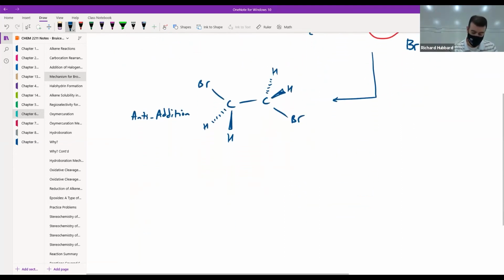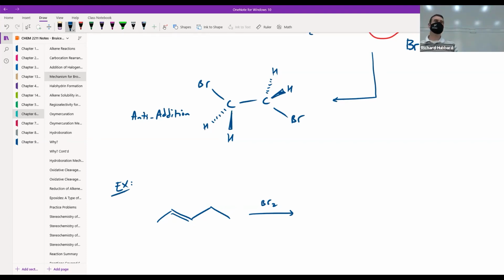All right, let's look at an example here. Br2 adding to this alkene. Now, do we think that Br2 addition is Markovnikov? Is it anti-Markovnikov, meaning the reverse of that? We're adding the exact same thing to both sides, so there is no regiospecificity. There is no regioselectivity. There's no hydrogen to one side or nucleophile to the other side. It's just bromine to one side, bromine to the other side.